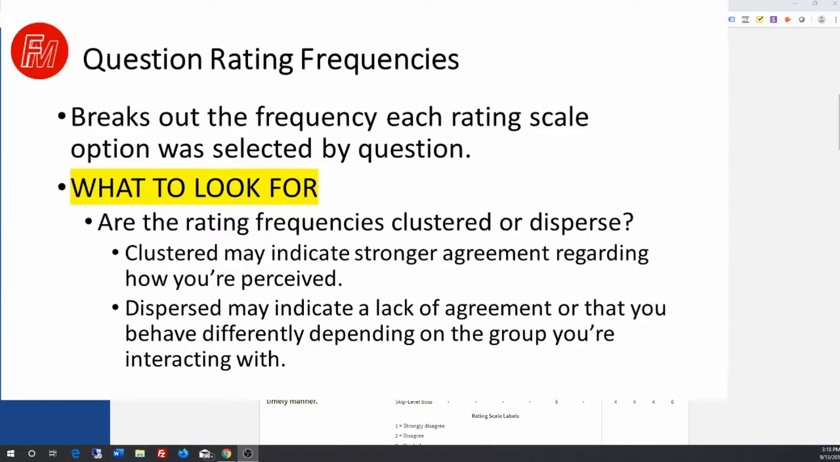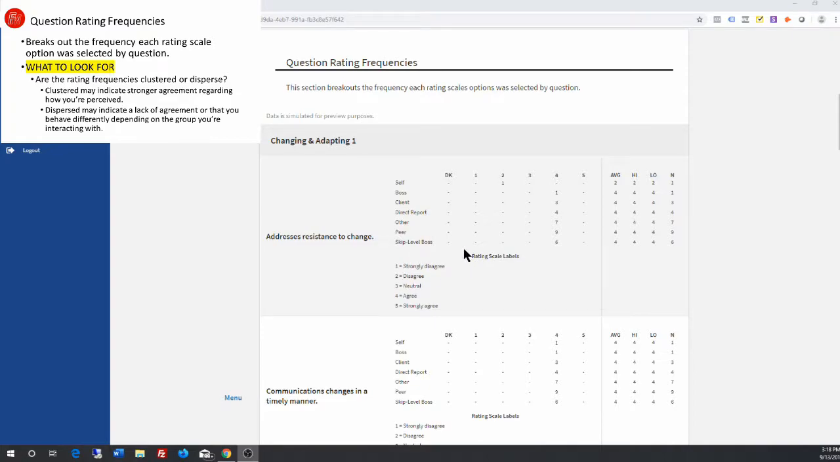Clustered ratings may indicate stronger agreement regarding how an individual is perceived, whereas dispersed ratings may indicate a lack of agreement or the person is behaving differently depending on the group that they're interacting with. So this gets back to that impression management I talked about earlier. You need to be aware of whether these are clustered or dispersed. And so this is what that particular section looks like.